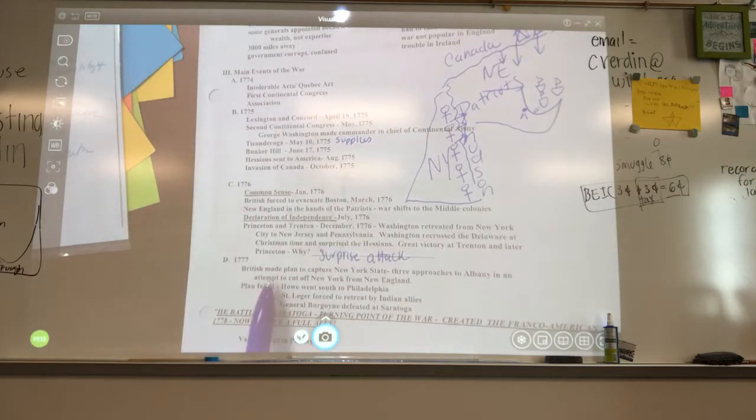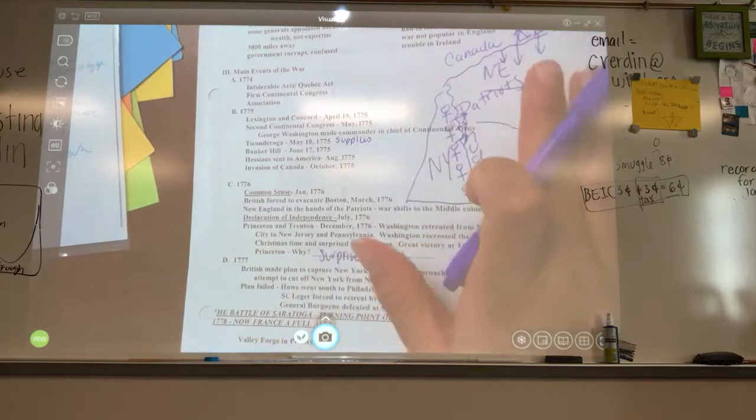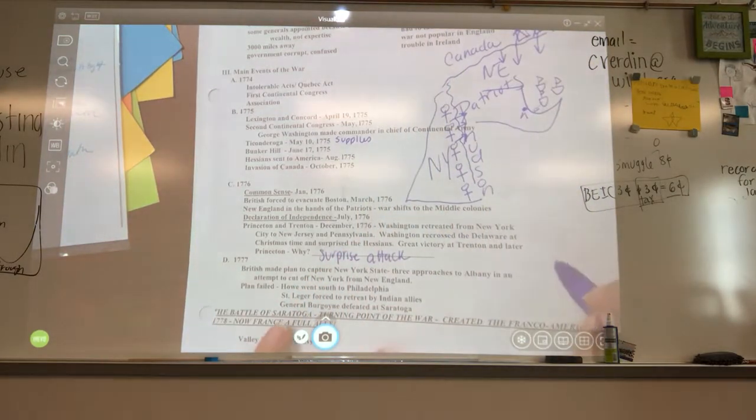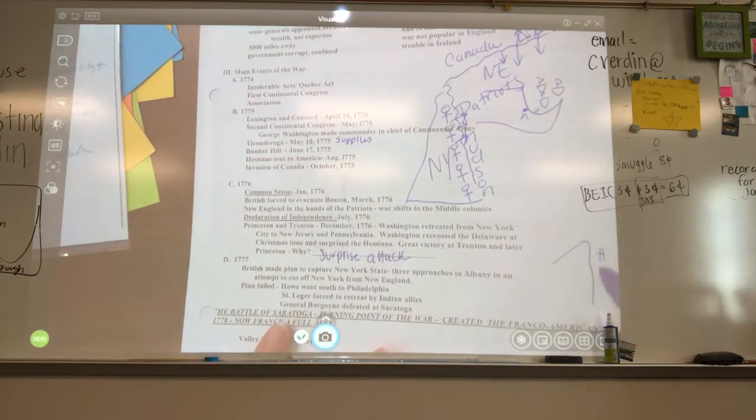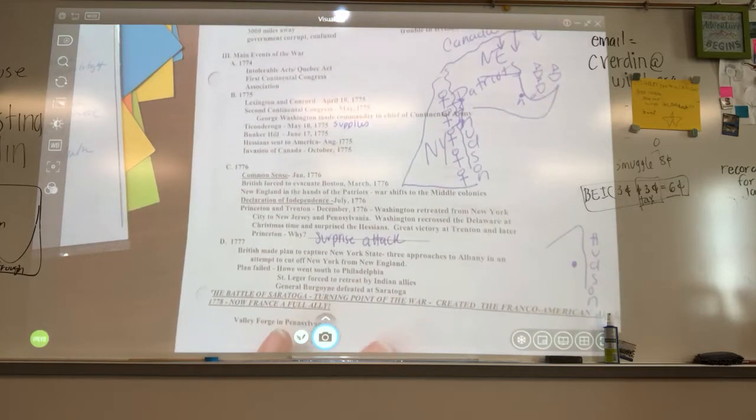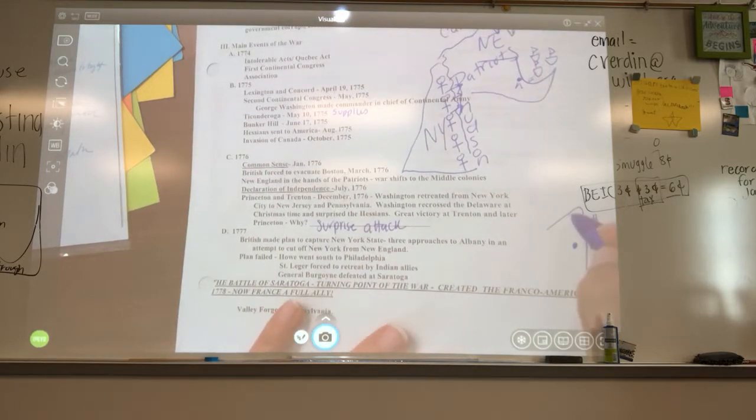Okay, so the British make plans to capture New York, right? Because they want to keep the war over here, but they're gonna come up with a plan. Here's the Hudson. They're gonna do a three-prong approach because they're gonna invade at Saratoga. And there's gonna be one general. His name is Burgoyne. He's supposed to come down from Canada here. St. Leger is supposed to come from the west and attack. And then Howe is supposed to come up north from Pennsylvania.